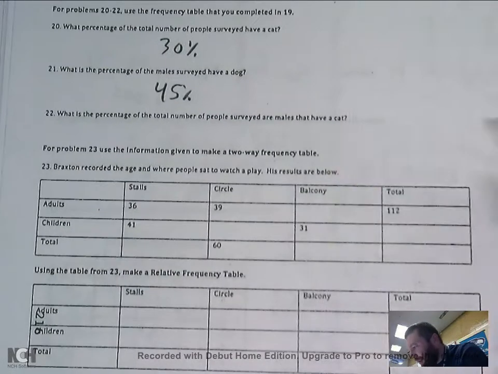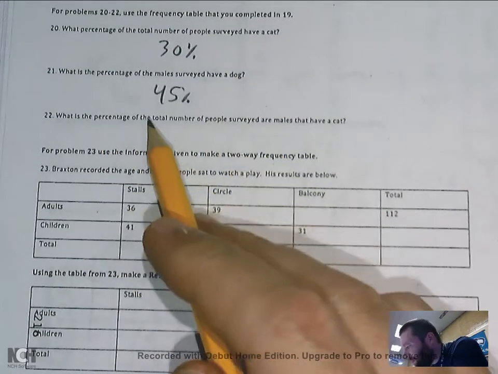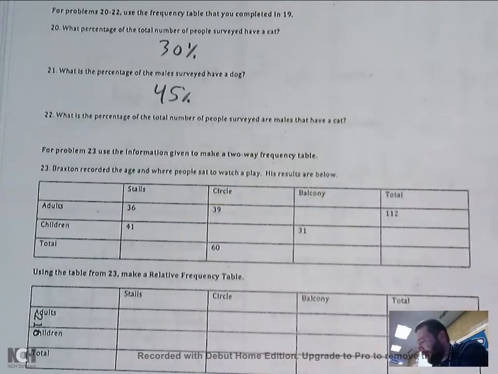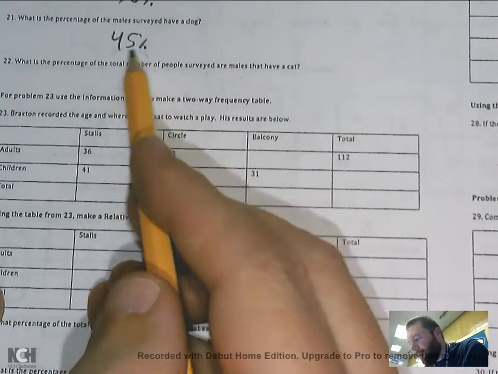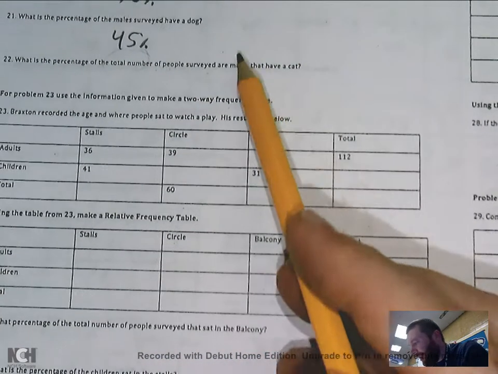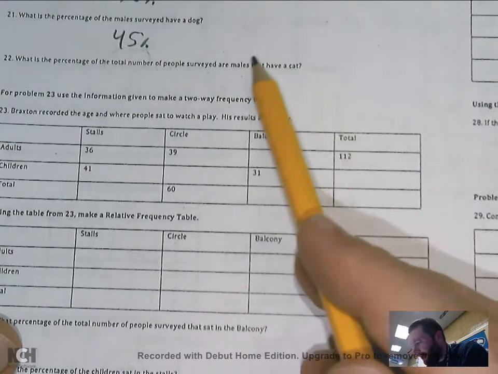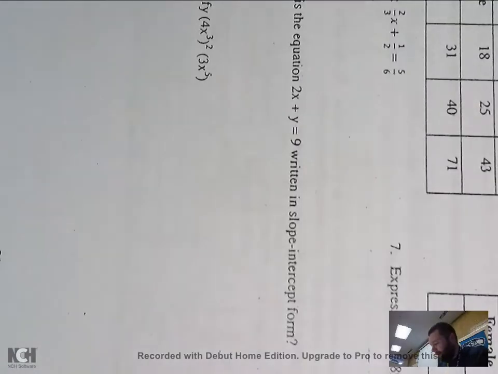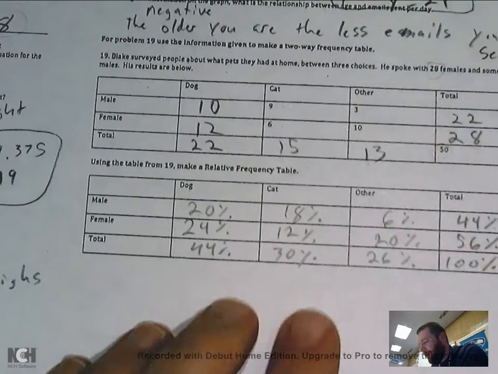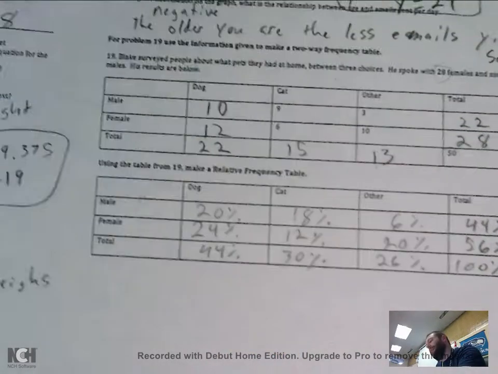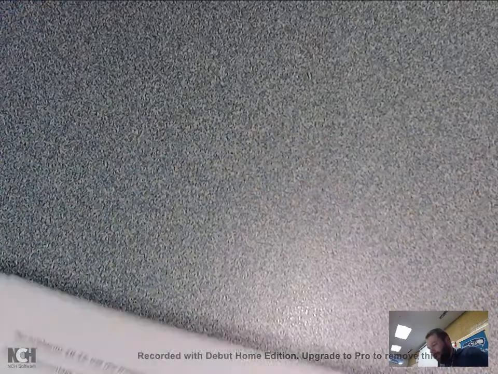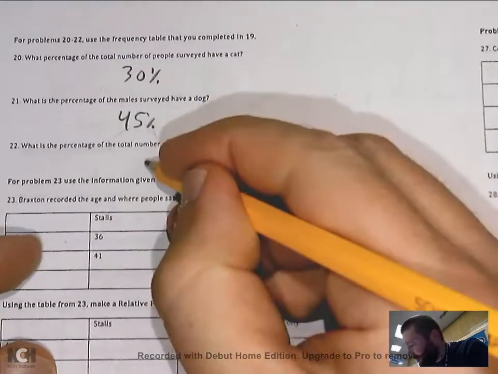Okay, and then the last one, what is the percentage of the total number of people surveyed are males that have a cat? So this one I can look at the relative frequency table because it's the total number of people. So I'm just looking at the relative frequency table for the number of males that have a cat. This one right here. So if I go back and look at my relative frequency table, and this is the last time I have to turn the page, males that have a cat is 18%. So to answer that last question, it's 18%.